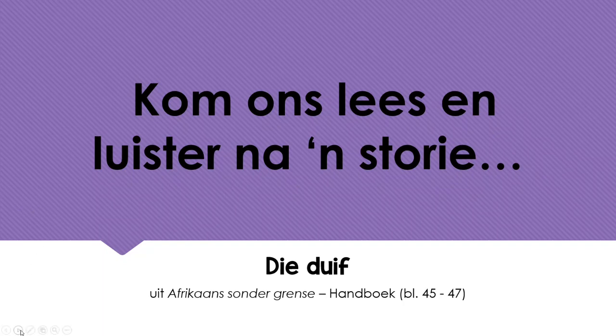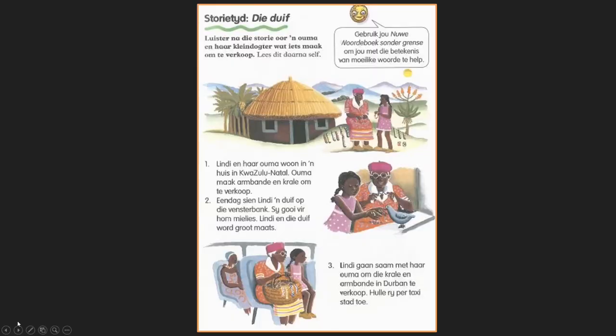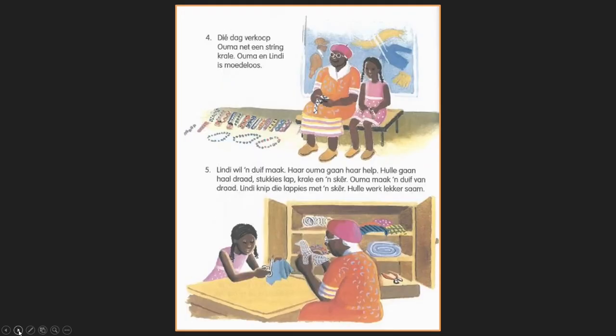Die duif. Lindy en haar ouma woon in 'n huis in KwaZulu-Natal. Ouma maak armbande en krale om te verkoop. Eendag sien Lindy 'n duif op die vensterbank. Sy gooi vir hom mielies. Lindy en die duif word groot maats. Lindy gaan saam met haar ouma om die krale en armbande in Durban te verkoop. Hulle ry per taxi stad toe. Die dag verkoop ouma net 1 string krale.